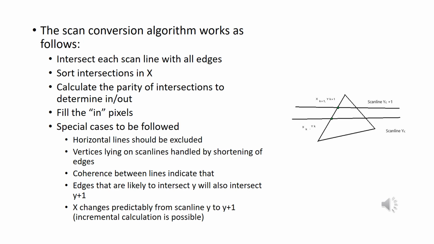Coherence between lines indicates that edges that are likely to intersect y will also intersect y plus 1. This is the spatial coherence or scan line coherence. And x changes predictably from scan line y to y plus 1. Incremental calculation is possible.